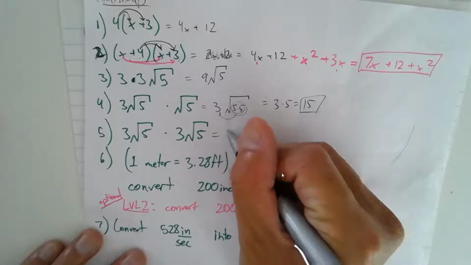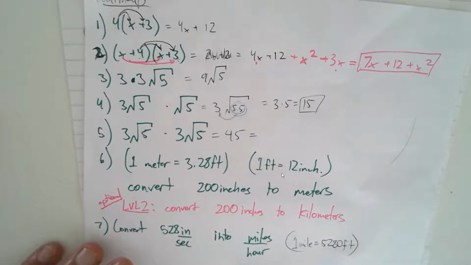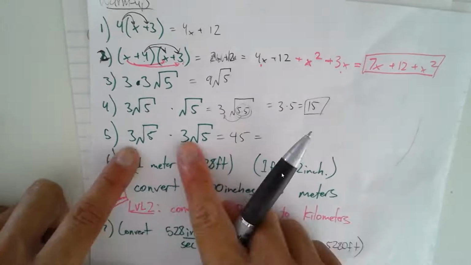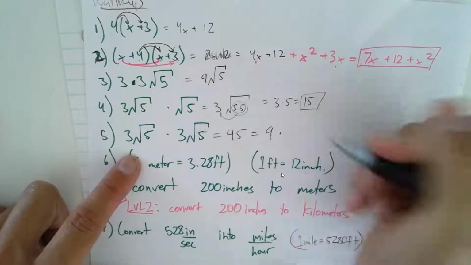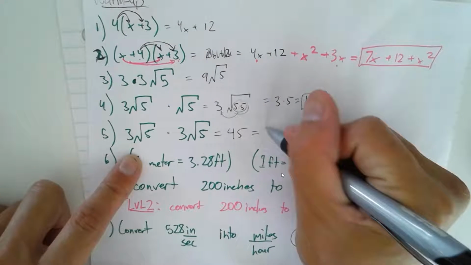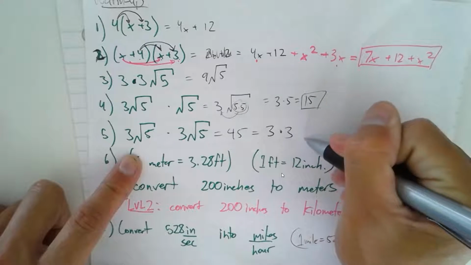I got 45. Anybody else get 45? Nice. How are we able to achieve 45, though? Catriella, would you like to add? Yes. You're still multiplying like terms, so you do 3 times 3 and the square root of 5 times the square root of 5. So when you're doing that, you take the square roots out of the equation.